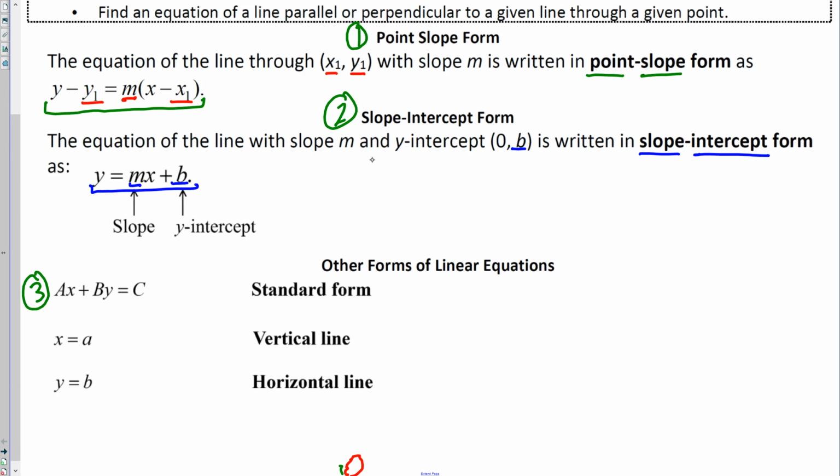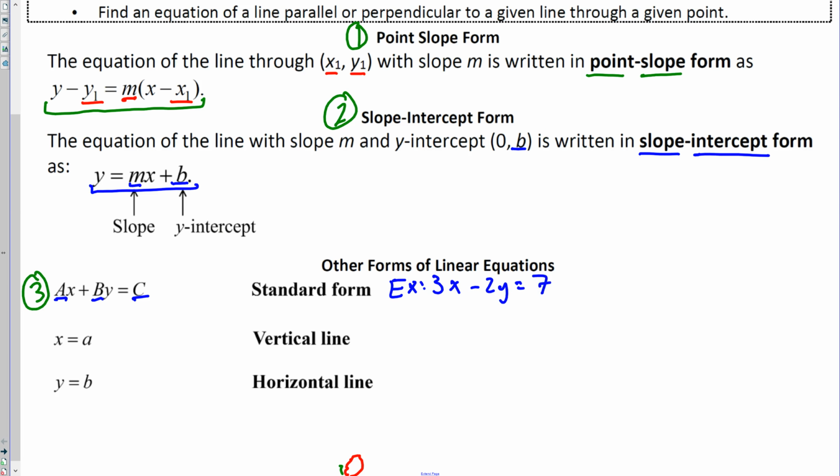And then the standard form that we see here has capital A times x plus capital B times y equals C. The capital A, B, and C are just placeholders. Those are going to be numbers that are given to us. So it could be something like 3x minus 2y equals 7.